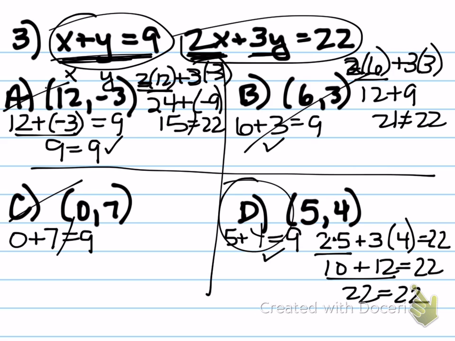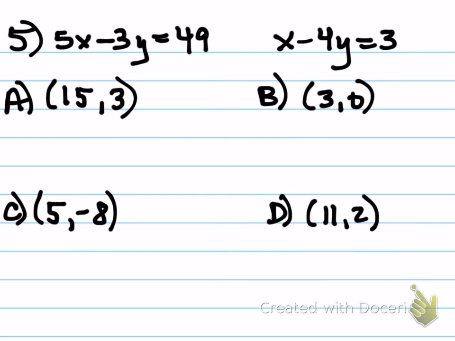The only crappy thing about trial and error is that if D is the last one you try, it could be time consuming. That's what happened to us there. Next one, number 5. You can see the two equations we have. We have 5x take away 3y is 49.